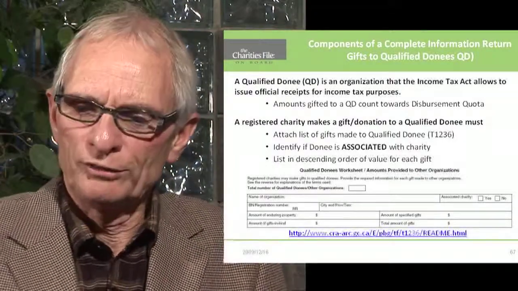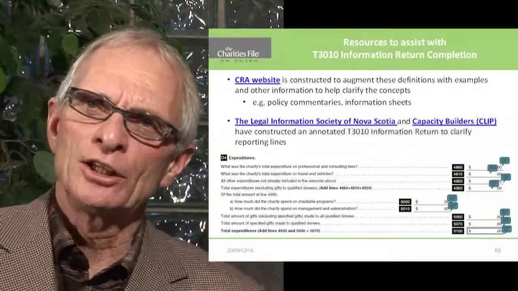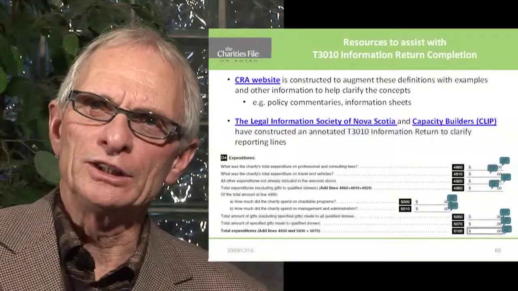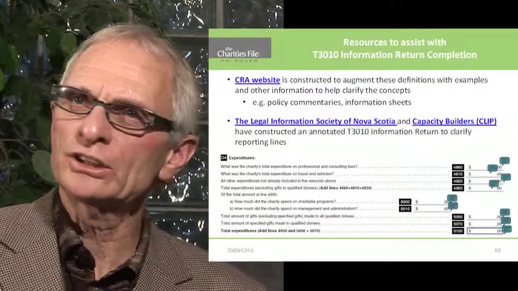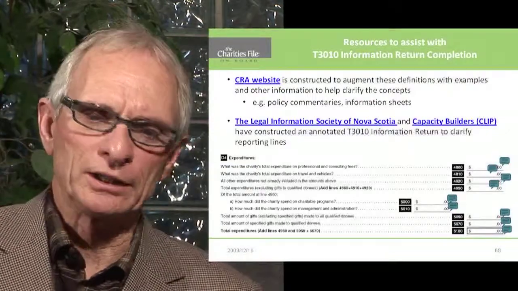submitted to Revenue Canada. Revenue Canada has a variety of resources that will assist in the completion of this information return. In fact, their website is constructed to augment each of these definitions to try and clarify if there's some confusion about what a certain term means. Now, as part of our partnership group, the Legal Information Society of Nova Scotia has constructed an annotated 3010 information return, and this is on their website. It's an excellent resource, and this gives you a little snapshot of what a component might look like.